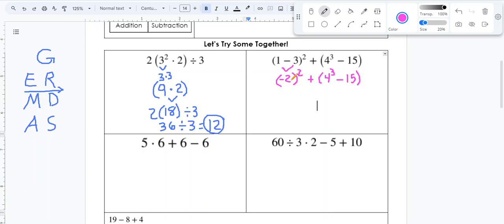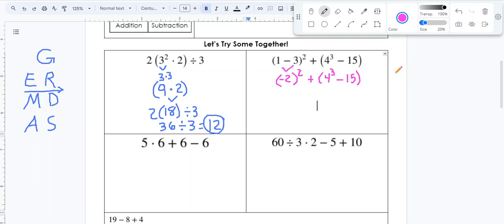All right, so I'm done with this parentheses. There's nothing else to do in there. I'm just down to one number, negative 2. So now I got to do this parentheses. And I got to think to myself, should I do my exponent first or should I subtract first? So I go back to my order of operations. I see exponents comes before subtract, right? So I want to do exponents first.